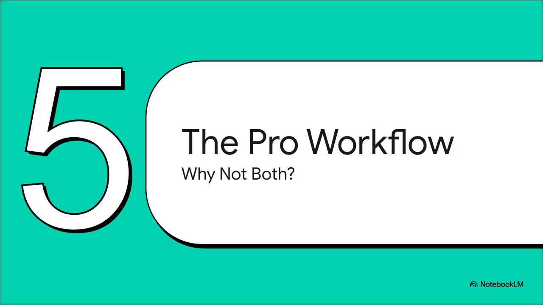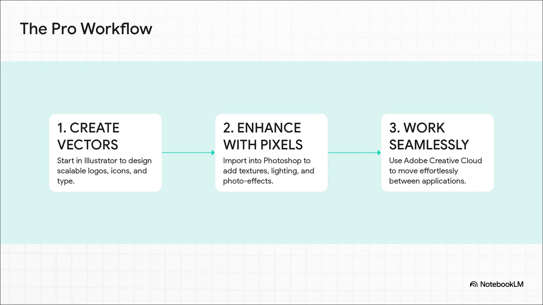But wait, here's a little secret from the pros. The question isn't always Illustrator or Photoshop. The real power move is asking why not both. This is how the magic really happens. You use the strengths of both programs together. Step 1, you start in Illustrator. You create your perfectly clean, infinitely scalable stuff, your logo, your icons, your text. Step 2, you take those perfect vector assets and bring them over into Photoshop. This is where you add the grit, the texture, the realistic lighting, and blend them into photos. And the best part? Adobe Creative Cloud makes bouncing between the two totally seamless. It's like having the ultimate creative tag team.